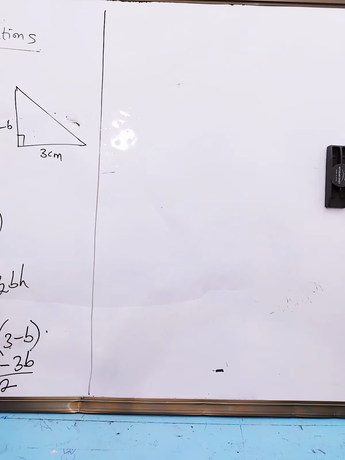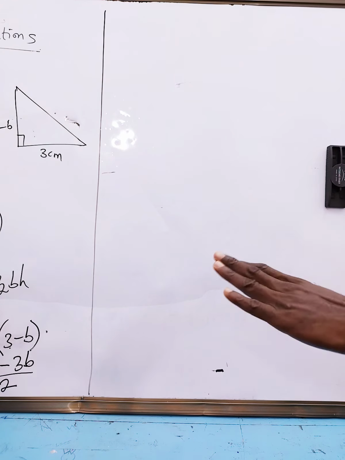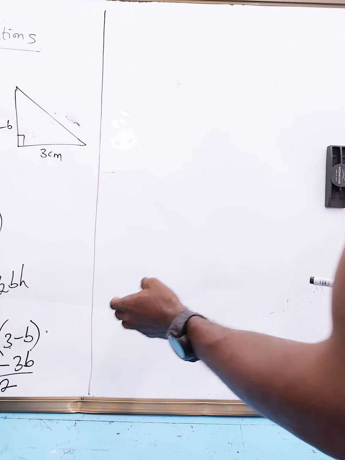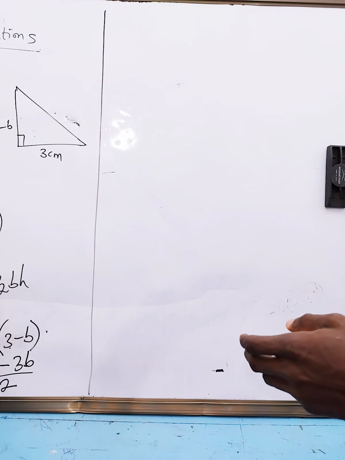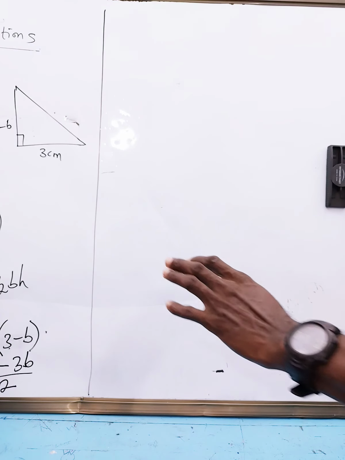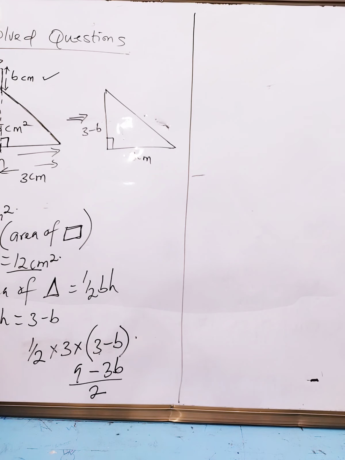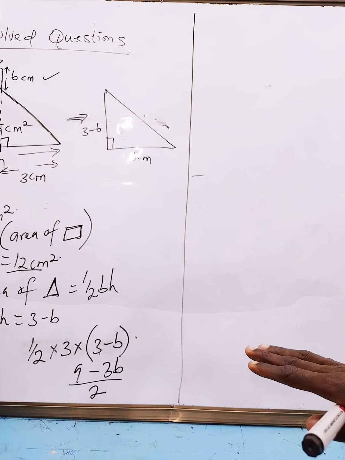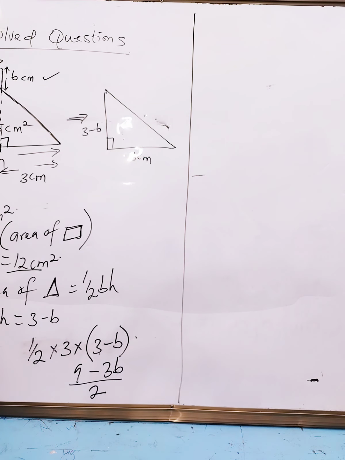Now, since that's our formula, we've gotten the value of our triangle. 9 minus 3b over 2 is the value of our triangle.